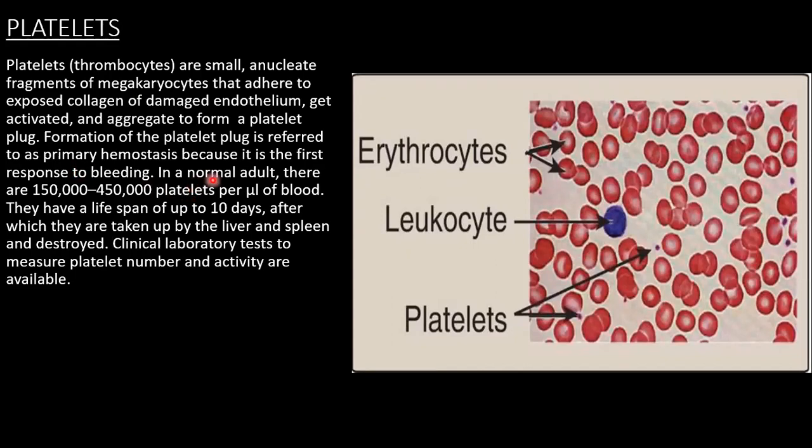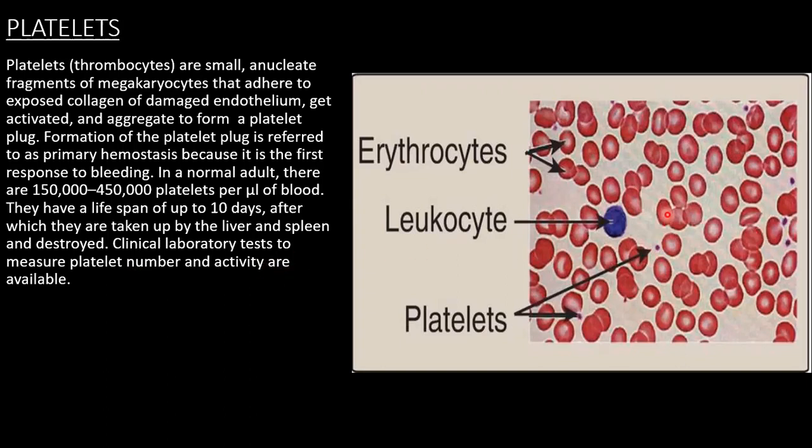Now, in normal adults, there are about 150 to 450,000 platelets per microliter of blood. They have a lifespan of 10 days, after which they are taken up by the liver and the spleen and destroyed. So that tells you that if you have increased function of the spleen in hypersplenism, you will have decreased platelets, thrombocytopenia. Now, clinical laboratory tests usually measure the platelet number and activity.